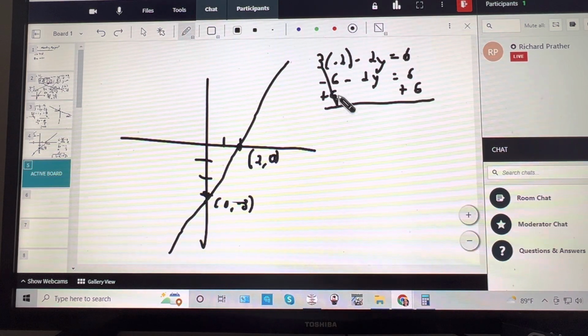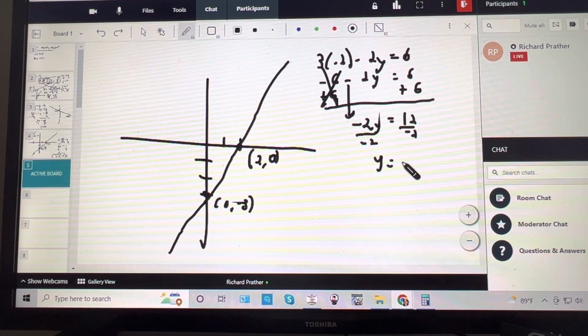That does not affect this negative right here. Watch out for that. I see people drop that all the time. 6 plus 6 is 12. Divide both sides by -2. See, this is harder than plugging a 0 in. That's why if you have a choice, you pick 0 over other numbers. 12 divided by -2 is -6.